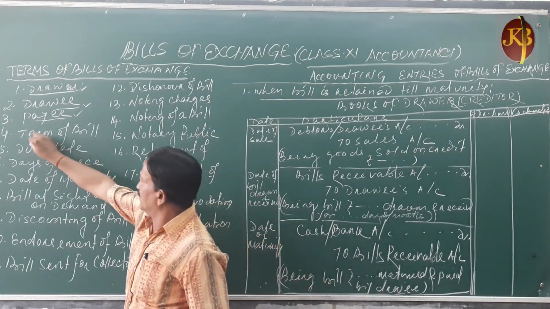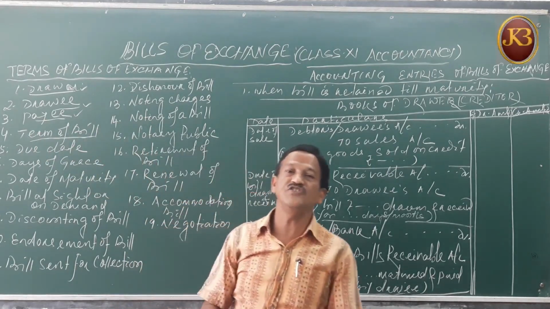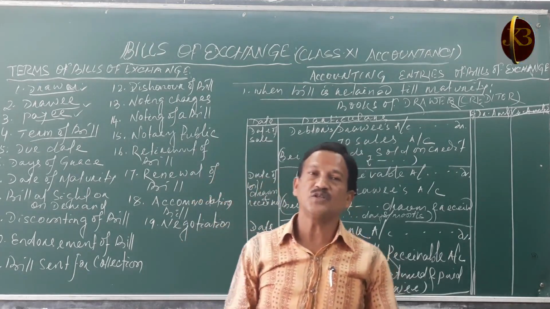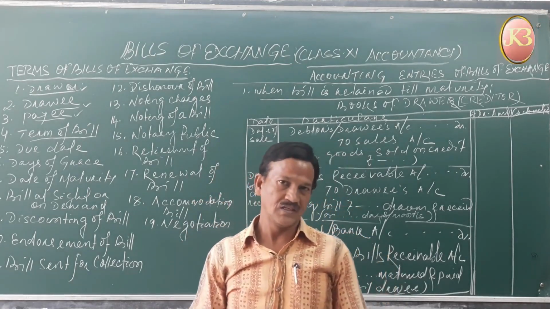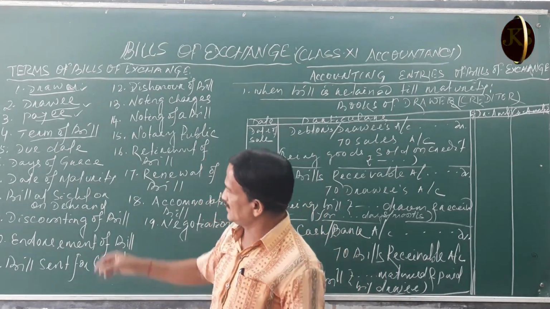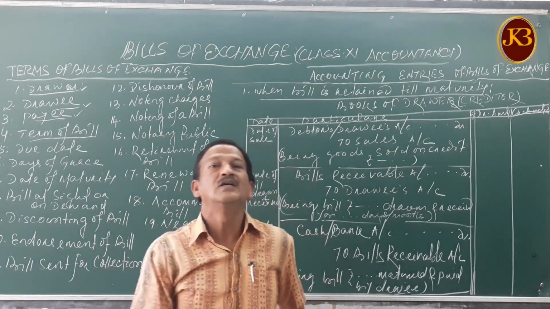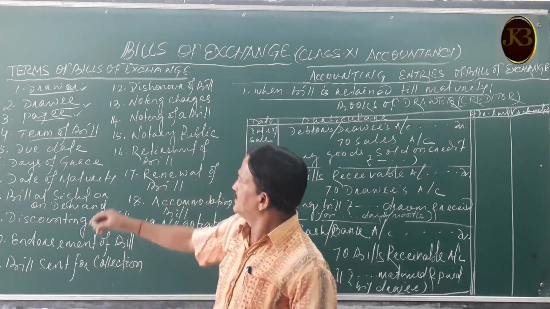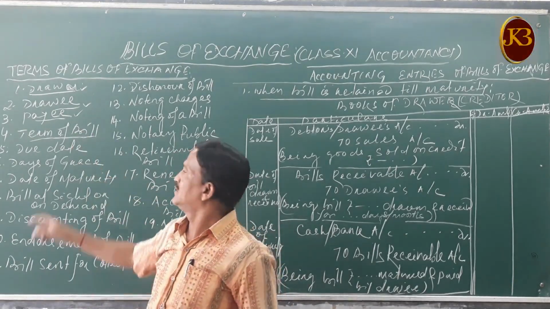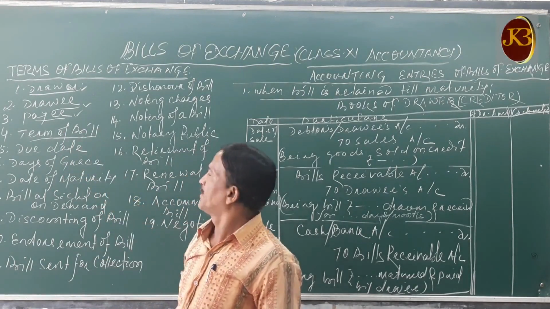Then term of the bill. The term of the bill means the period of the bill for which the bill is drawn. The bill may be drawn for 2 months or 3 months time. That is, from the date of drawing till the due date is called the term of the bill. That is the period of the bill, the number of days or number of months for which the bill is drawn.